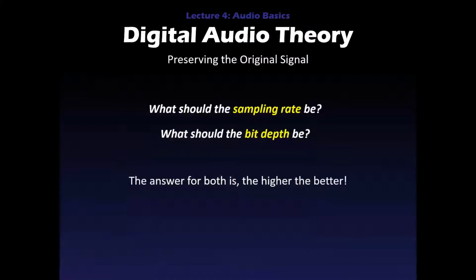So how about full fidelity audio? How do I get the human hearing range? What would the sampling rate be for that? And what does that even mean? And what should a bit depth be?